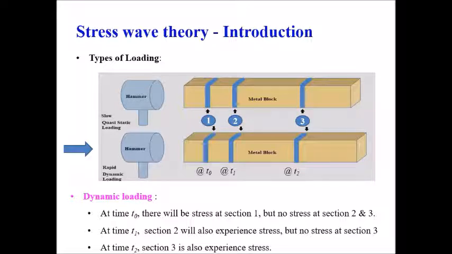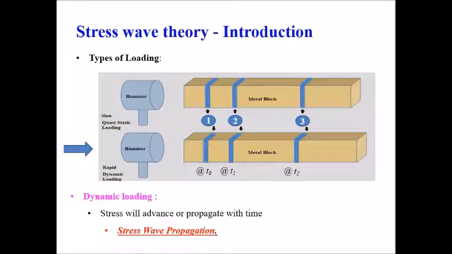So, at the initial state, there was stress only at section 1, and no stresses at sections 2 and 3. However, with time moving forward, each of the sections got stress influence, which means that the stress was advancing from one end, the point of application of load, to the other end with time. This phenomenon we call stress wave propagation. Stress wave propagation happens in dynamic loading, not in quasi-static loading. This phenomenon happens in high velocity metal forming as well.